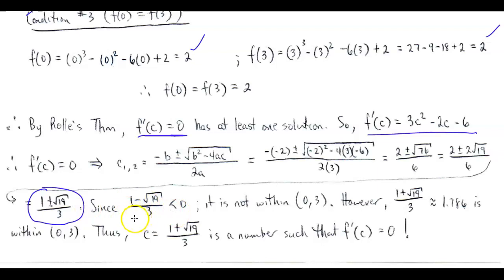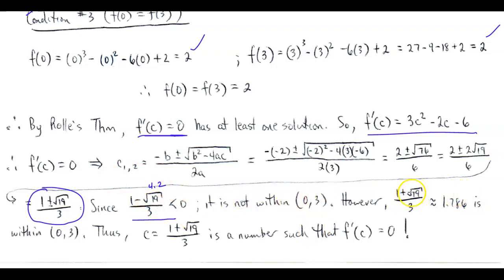Now, if we notice here, (1 minus square root of 19) over 3 is not going to be within the interval from 0 to 3, mainly because we know that square root of 19 is bigger than 1. It would be, I'm guessing, a little more than 4, so I'll just say 4.2. So 1 minus 4.2 is minus 3.2, divided by 3. That's going to be a negative number. So because of that, that's not going to be within the interval.